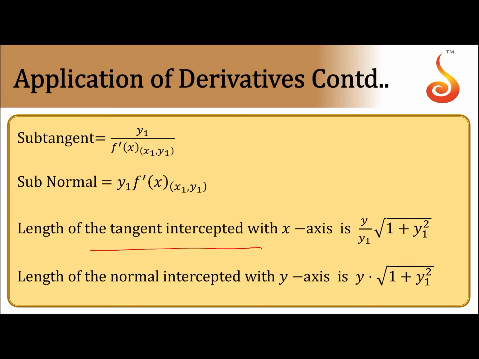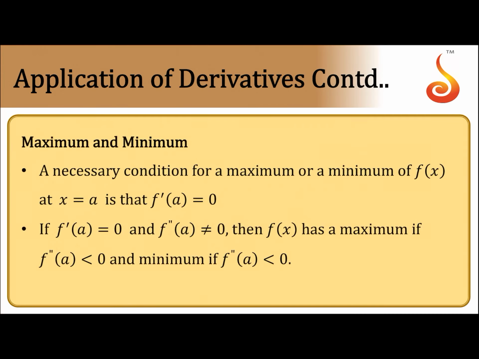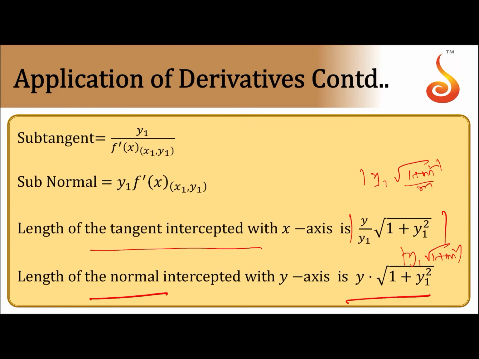The length of the tangent formula is y1 by m into root of 1 plus m square. The length of the normal is y1 into root of 1 plus m square. Length of subtangent and subnormal, similarly, you can calculate the other values. The length of the subtangent is y1 by m, and the length of the subnormal is y1 into m, modulus.